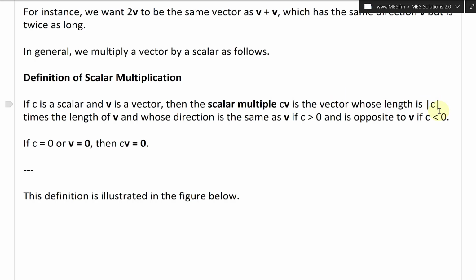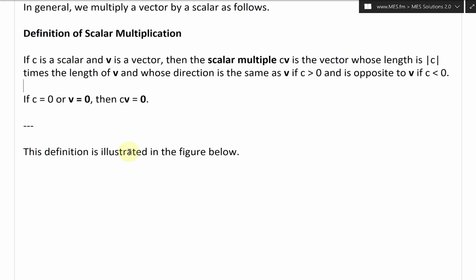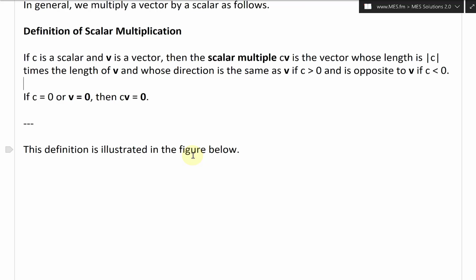whose length is the absolute value of c times the length of v, because sometimes you can have a negative, so you could flip it and so on. The absolute value is just the length, which is a positive number. So it is the absolute value of c times the length of the vector v, and whose direction is the same as v if c is greater than 0, and is opposite to v if c is less than 0. But if c is equal to 0, or the vector v is equal to 0, then c times the vector v is equal to 0, as a vector. This definition is illustrated in the figure below.